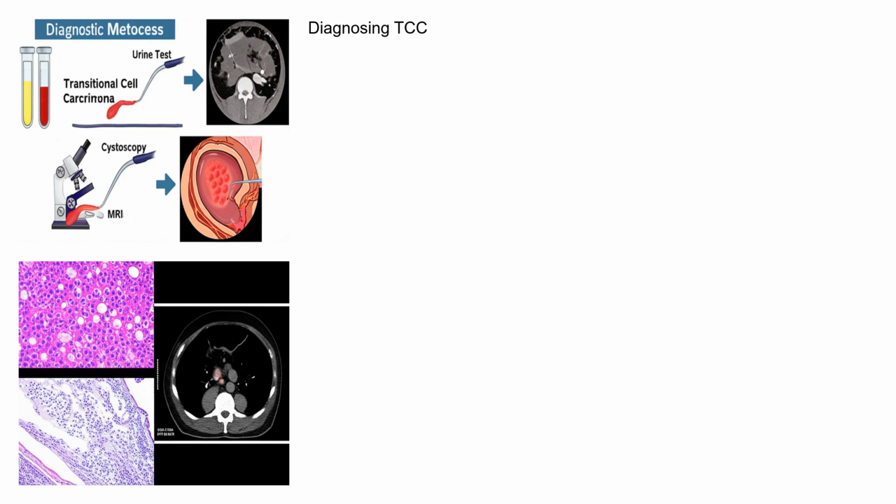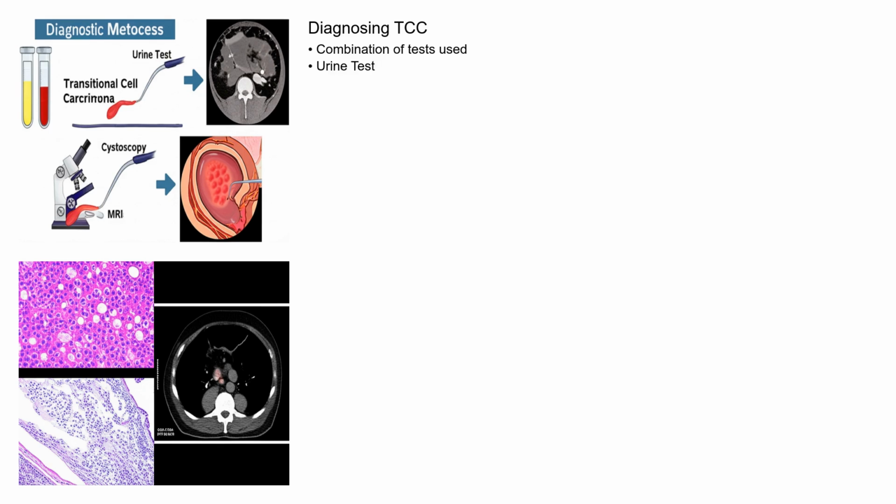Diagnosing TCC typically involves a combination of tests. A urine test can detect blood and abnormal cells. A cystoscopy, where a thin tube with a camera is inserted into the bladder, allows the doctor to visualize the bladder lining. If any suspicious areas are seen, a biopsy is usually performed. During a biopsy, a small tissue sample is taken and examined under a microscope to confirm the presence of cancer cells. Imaging tests like CT scans or MRIs can help determine the extent of the cancer and whether it has spread to other areas.